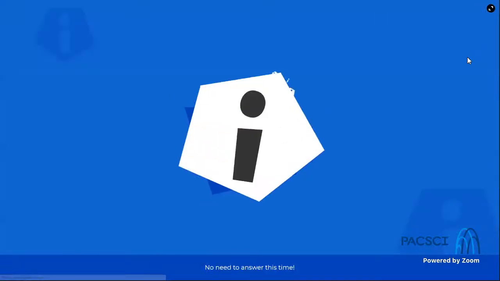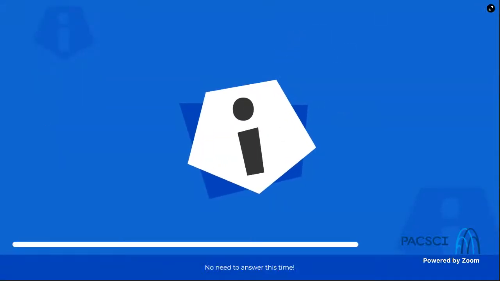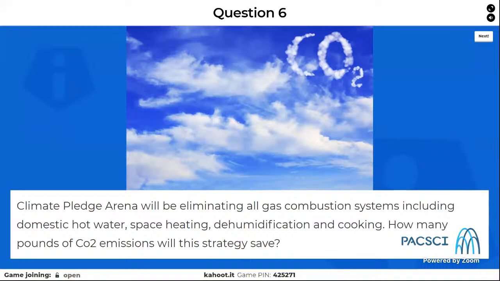All right. This, I believe, is our last question of the night. Climate Pledge Arena will be eliminating all gas combustion systems, including those used in domestic hot water, space heating, dehumidification, and cooking. How many pounds of CO2 emissions will this strategy save?